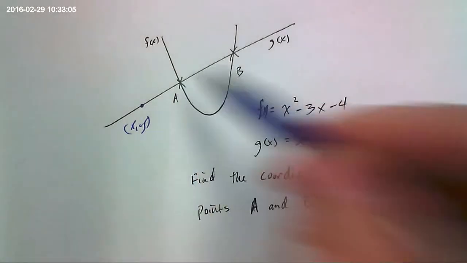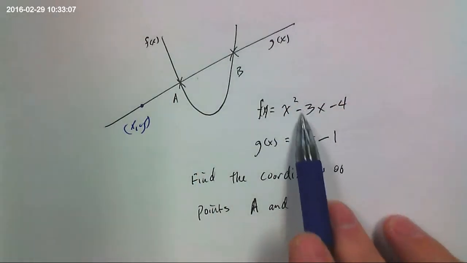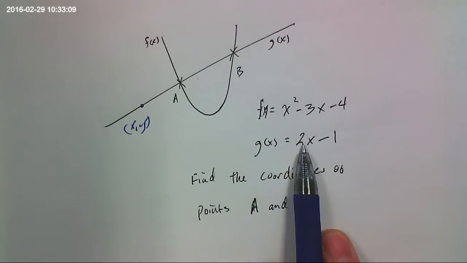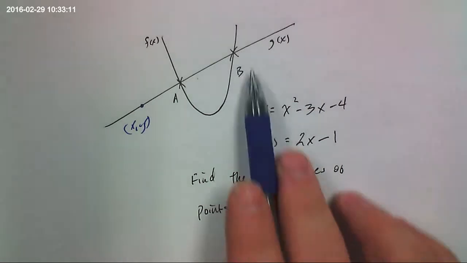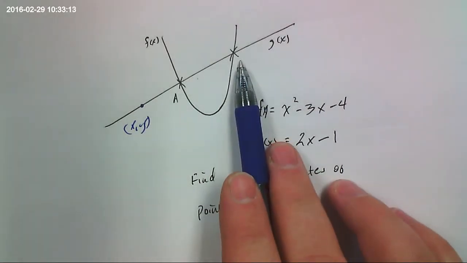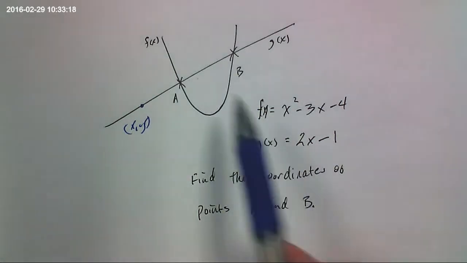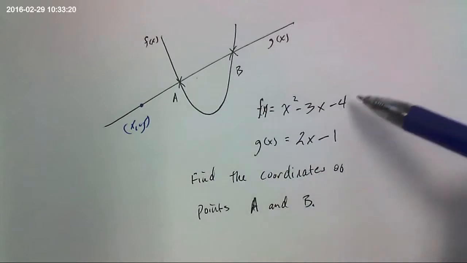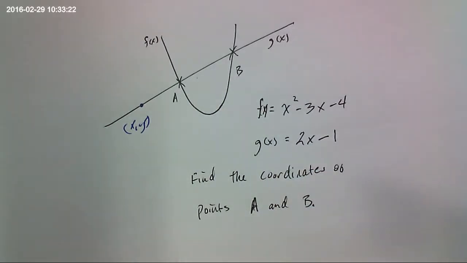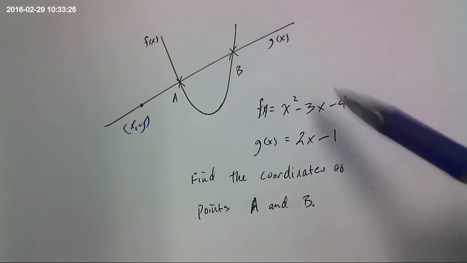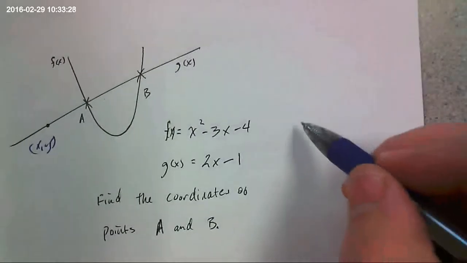It would be true, right? I know that the coordinate for A makes this true, and it makes that true. Correct? Same with B, because those are coordinates that are on both graphs. So these two points are where these are equal, because they're the same. So they're equal at A and B. So I'm going to do this.